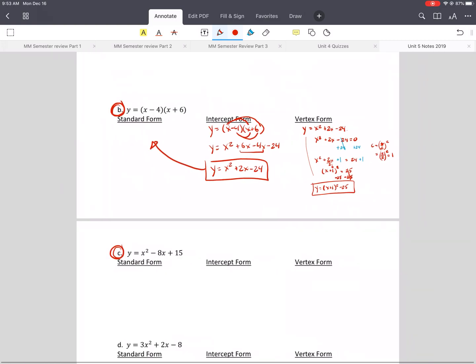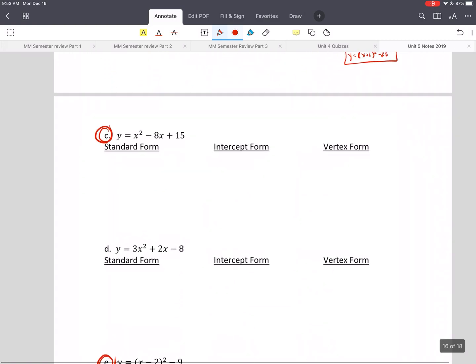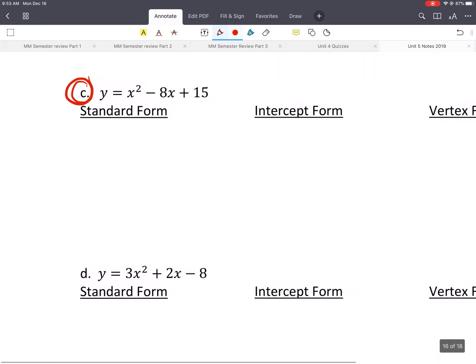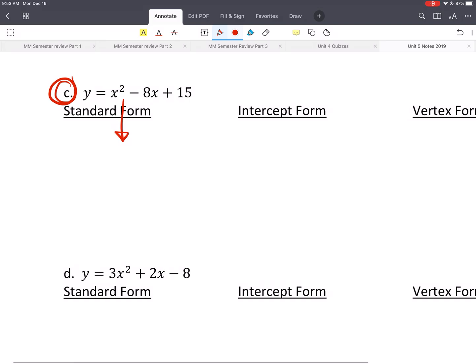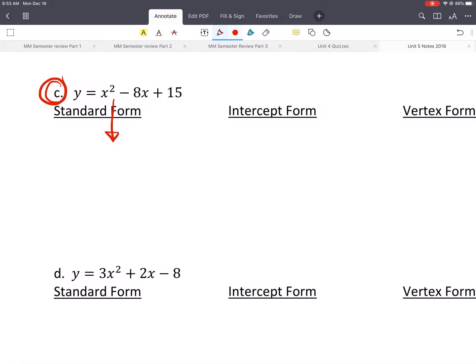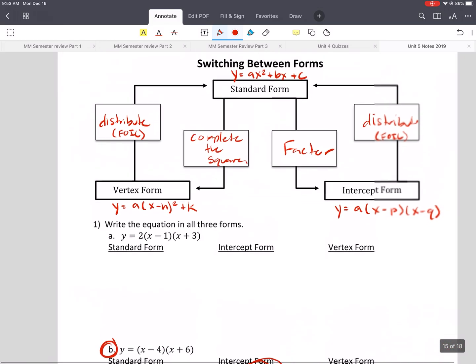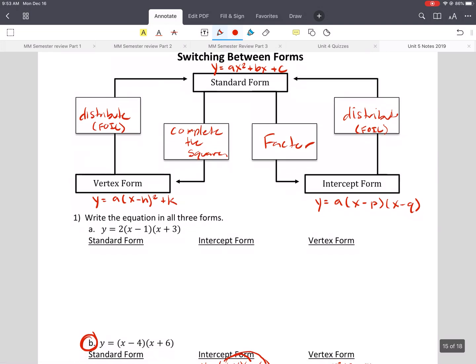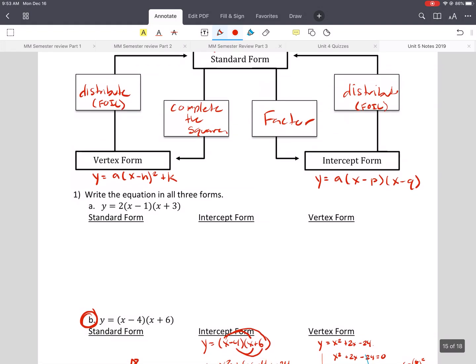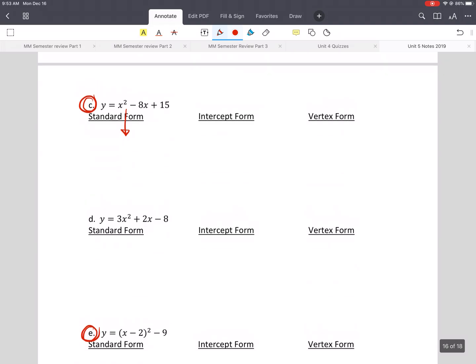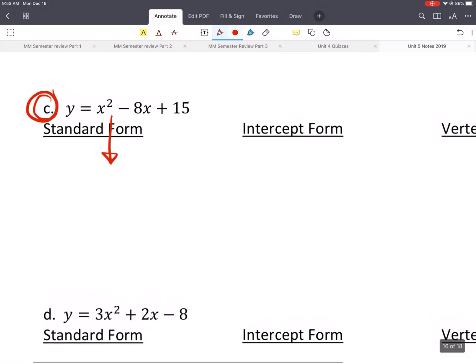All right, so let's try another one. What form is C? Well, that's in standard form. Okay, I'm just going to put an arrow down saying that's where it's at. And then we want to write it in intercept and vertex form. So looking at our flow chart, we could go either way. We can go from standard to vertex, or we could go standard to intercept. Okay, so let's just do standard to intercept first.